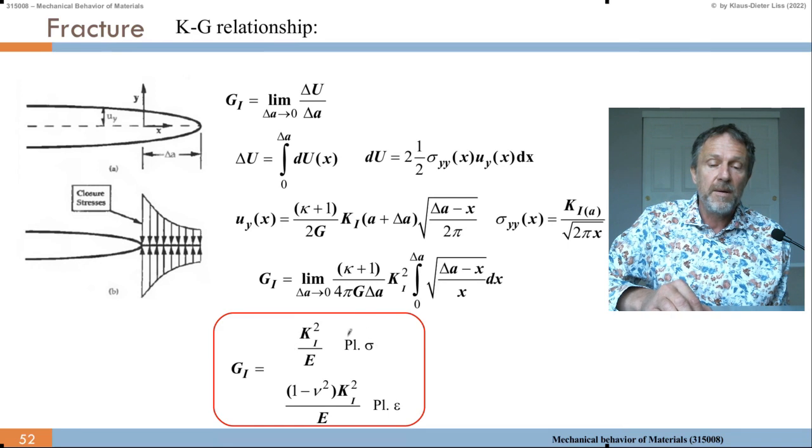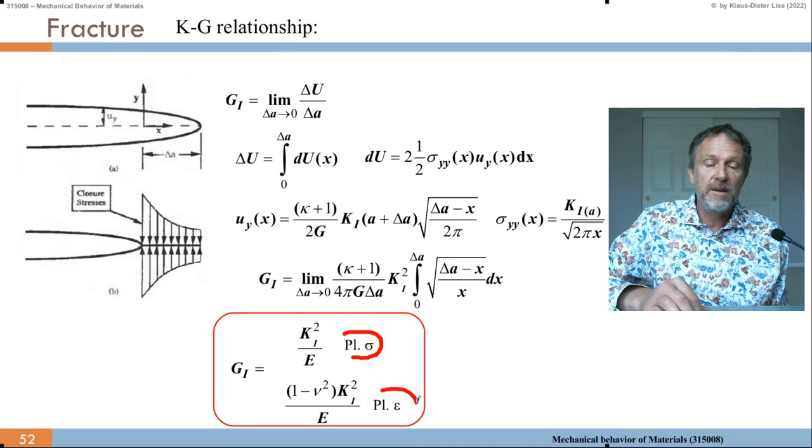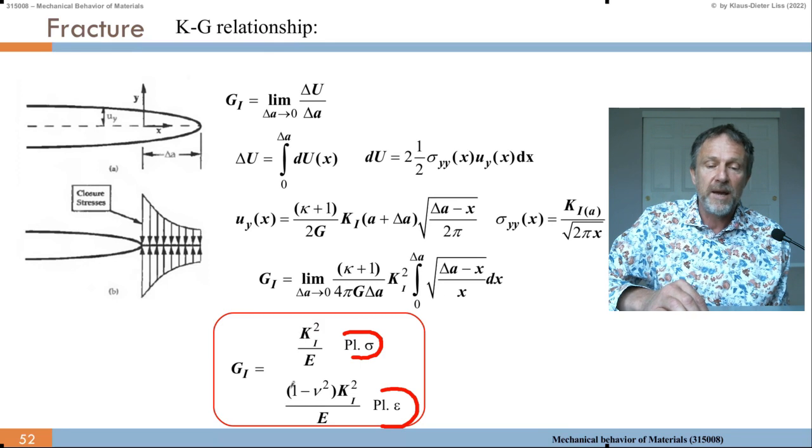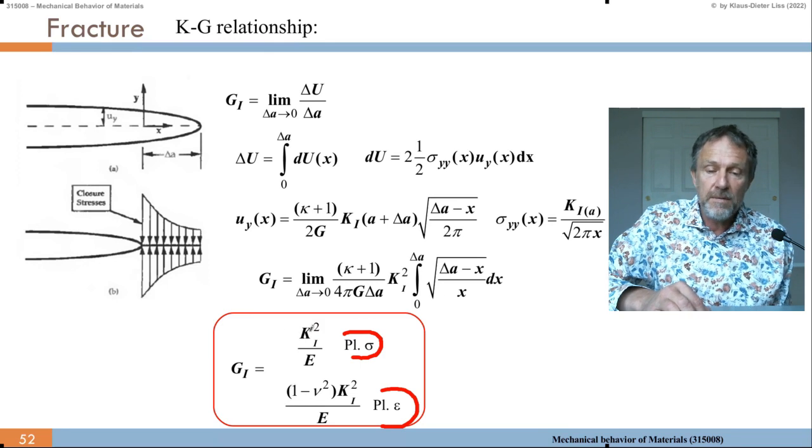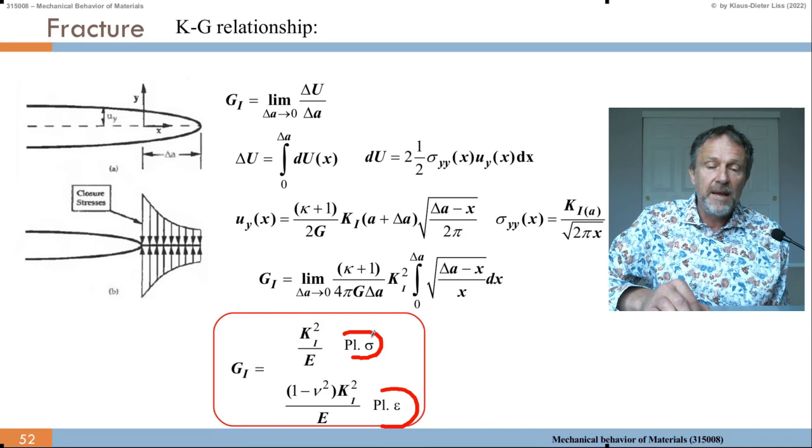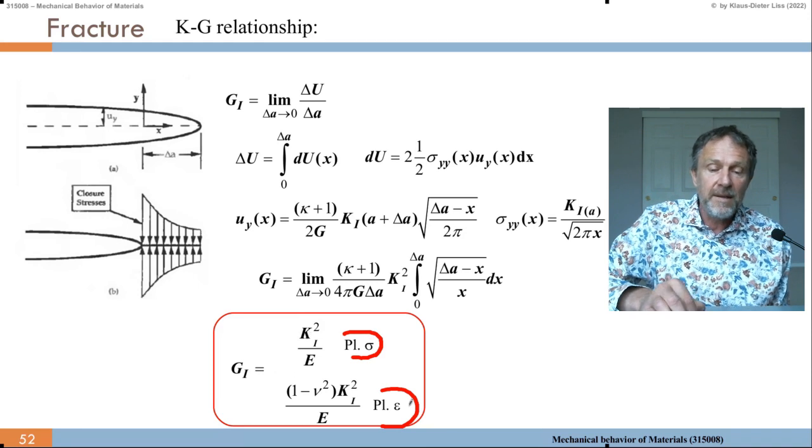This is for plane stress conditions, and for plane strain conditions you get a similar formula decorated with the factor 1 minus nu squared. So we see already the G1 in plane stress is larger than for plane strain, because nu typically is around 0.3, 1/3. So then we have a factor smaller than 1 here.